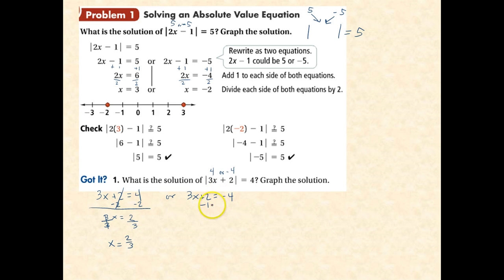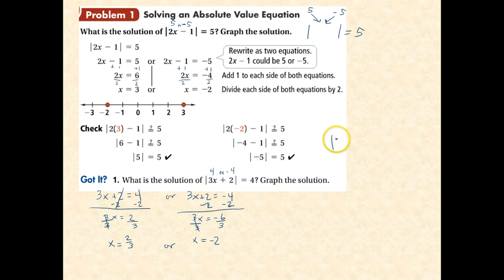Here, subtract 2 from both sides, and I get 3x equals negative 6. Divide both sides by 3, and I get x equals negative 2. Then I want to just check and make sure that those really work.